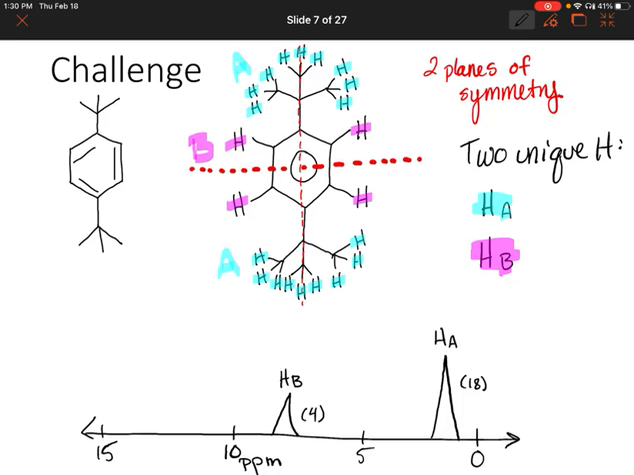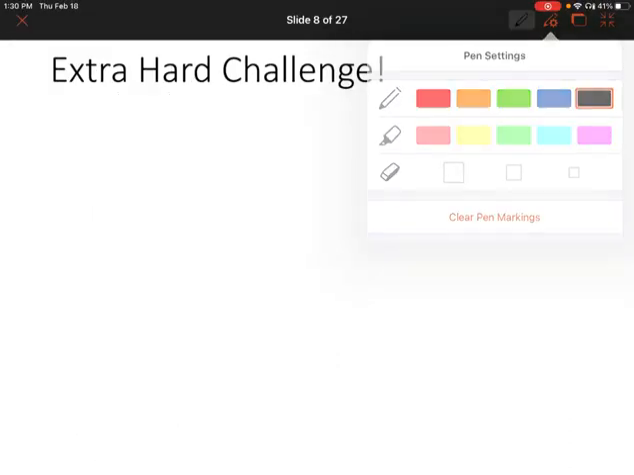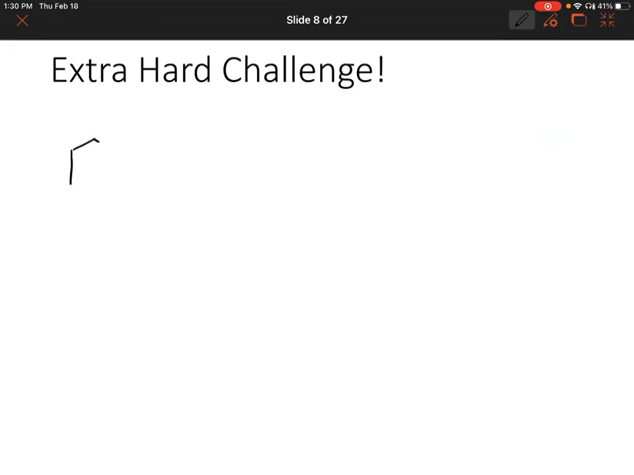All right, now before we go, let's do an extra difficult challenge. Okay, so I'll give you an extra difficult molecule. All right, and let's see, there's also going to be some chlorines on here, and then a bromine as well. So we're kind of mixing it up a bit.